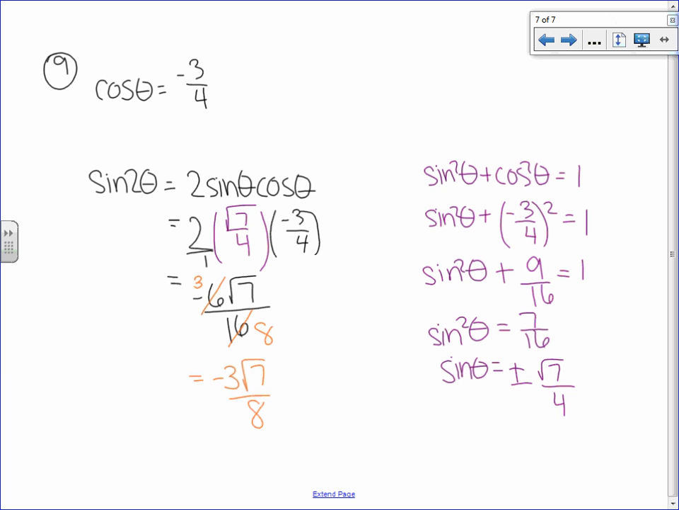Alright, please make sure you cancel. You always need to simplify as much as possible. And moving on, you also had to do numbers 9 through 12 on the Sigma worksheet. Everybody said that these are super easy.